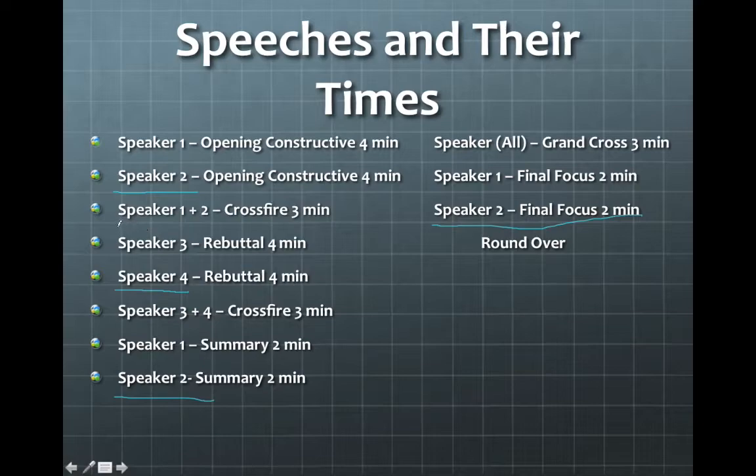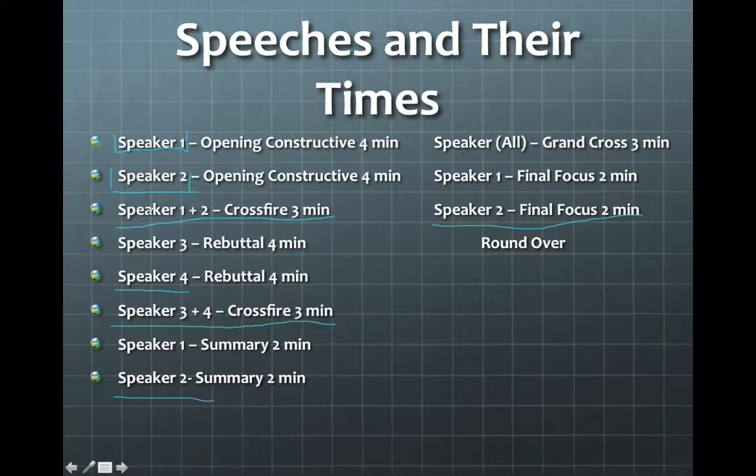Also, you will both participate in two individual crossfires, such as this one for speakers 1 and 2. This will be speaker 1 of the first team, and speaker 2, which is your team, such as you if you were the first speaker. You will both be competing in different crossfires, such as this, where speakers 3 and 4 take part in this crossfire, and speakers 1 and 2 take part in this first crossfire.